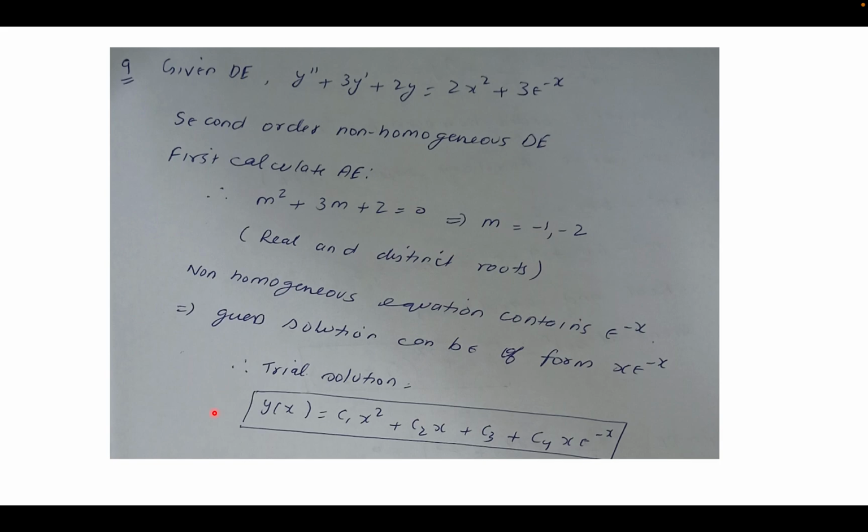So then you need to move forward and think about what the other solution should be. If you try this type of solution where you have c4 x e power minus x, then you see that this trial solution, which is the particular integral of this non-homogeneous differential equation, satisfies this problem. So I urge you all to take this trial solution and put it in this differential equation, and from there you can easily calculate the values of c1, c2, c3 and c4.